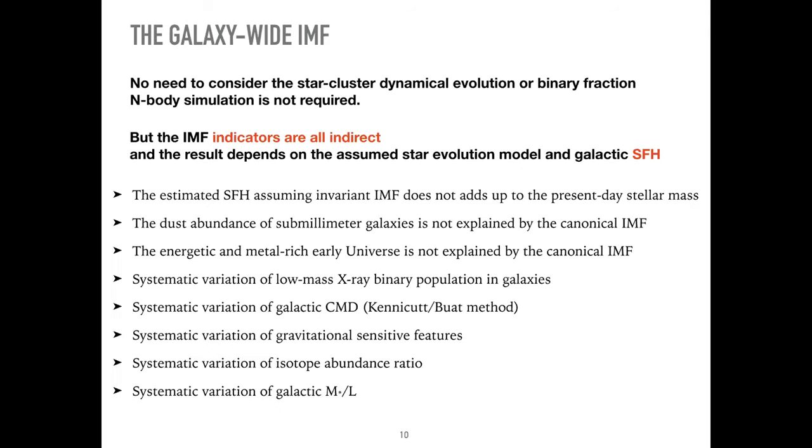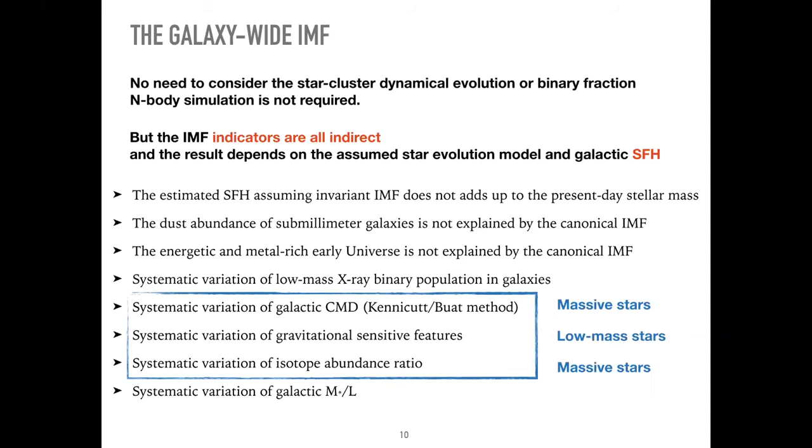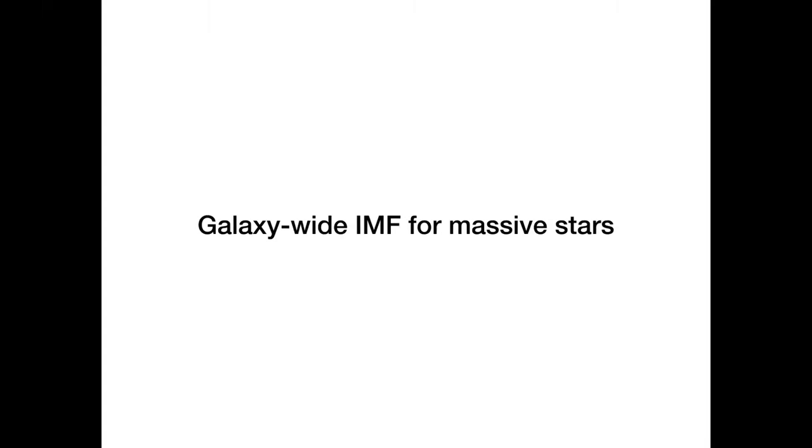There are plenty of different independent ways to suggest that the galaxy-wide IMF cannot be universal, otherwise it cannot explain some of the observations I listed here. I will only go into detail on these three methods. Different methods are sensitive to different parts of the IMF. For example, the Kennicutt method and the isotope abundance ratio method are sensitive to massive stars, while the gravity-sensitive features give an index for the low mass stars. I will talk about them separately.